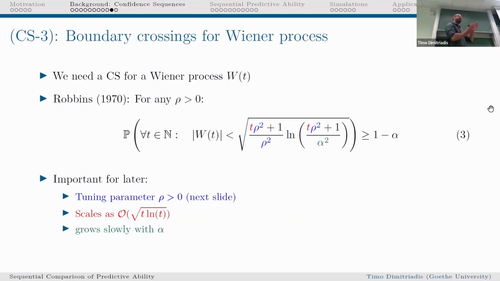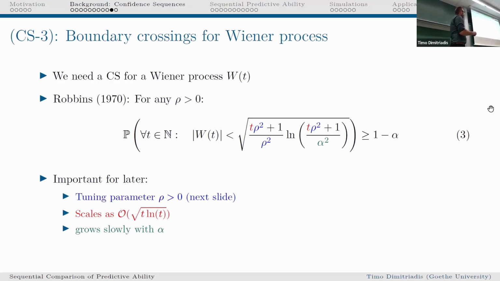So this is a uniform boundary that you can have for the Wiener process. And the probability that the Wiener process exceeds that boundary at any time point is smaller or equal to alpha, or the probability of staying inside is bigger or equal to 1 minus alpha. If you had all t in the real numbers, then you get equality. So what do we see here? There's this tuning parameter rho. We have to talk about that. This parameter is more important than you might think.